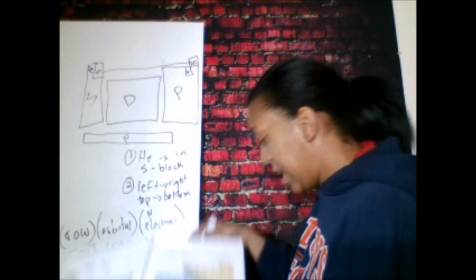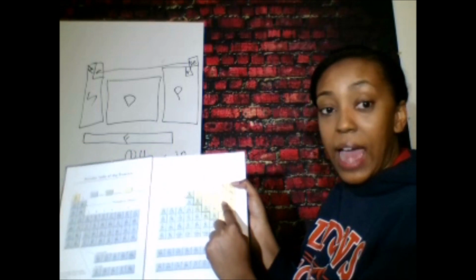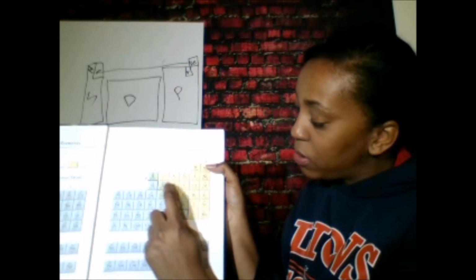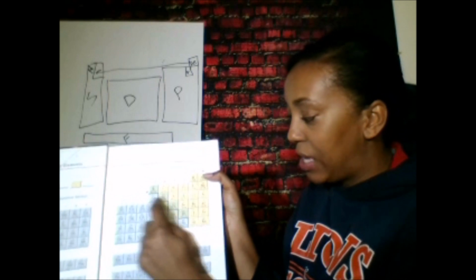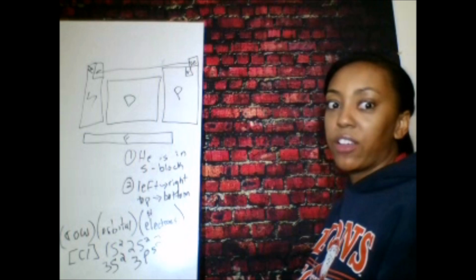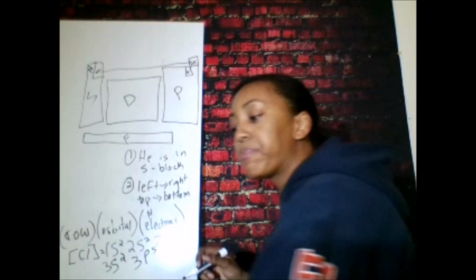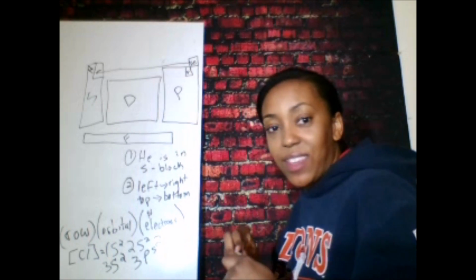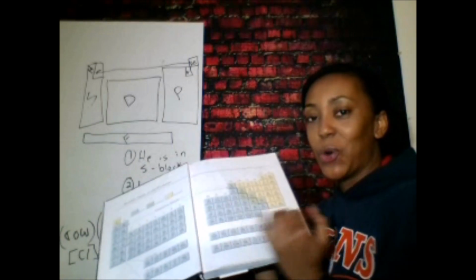So 3p, and then every time we lift up our finger, it's another added electron. So here's chlorine here. So we do 1, 2, 3, 4, 5. Chlorine has 5 electrons within the P orbital. So 3p5. That's our electron configuration for chlorine. There you go. Using this method will give you hints as to how many electrons are within each orbital.